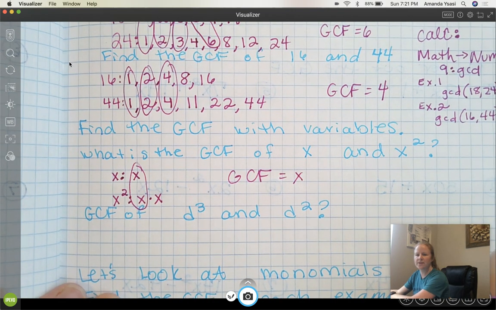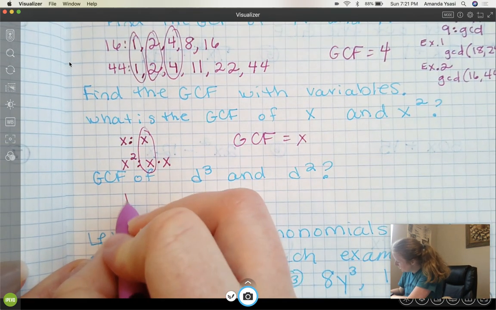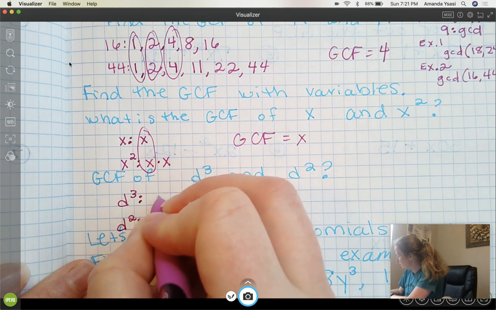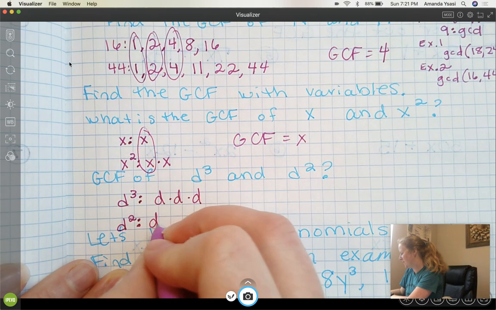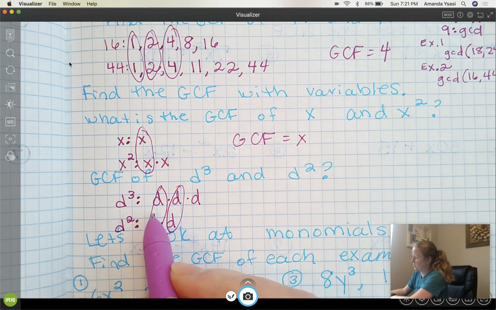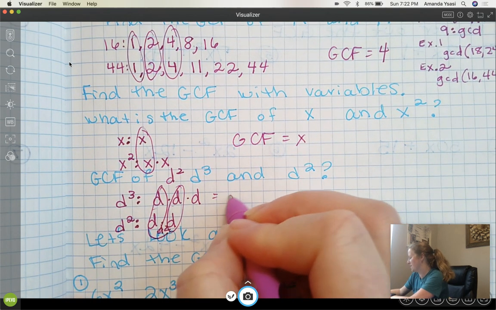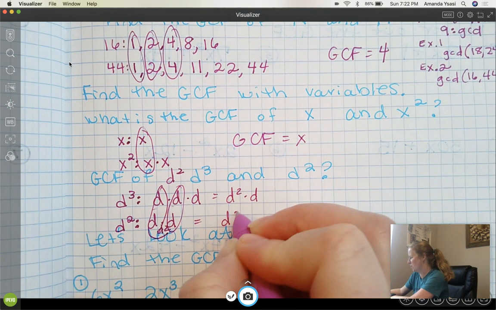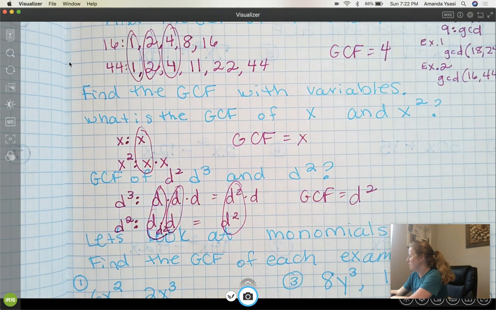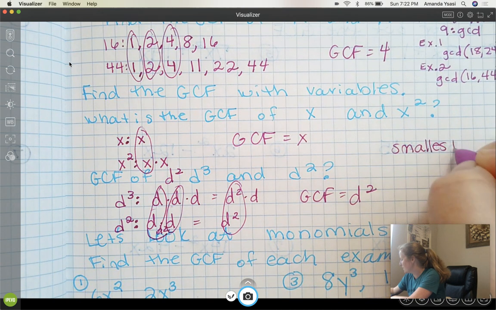An easier way to look at this is you are just going to choose your lowest variable exponent. So let's say we do d cubed and d squared. D cubed is d times d times d. D squared is d times d. So we could write d cubed as d squared times d, and the other one just as d squared. So our GCF is d squared. So what you want to do with variables is choose the smallest exponent.